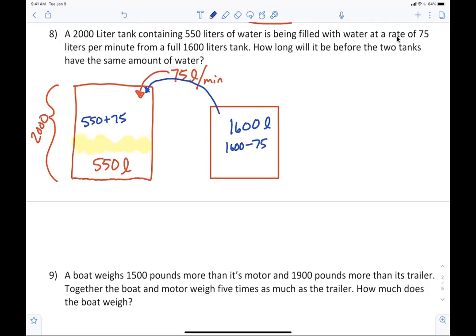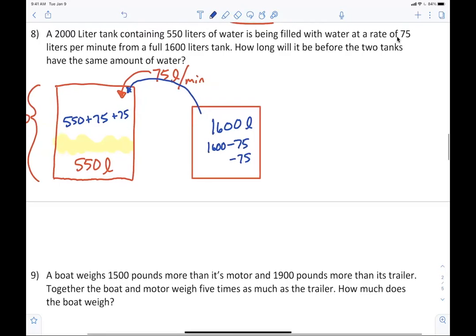After 2 minutes, you're going to add another what? And you're going to do what over here? That's right. And I want the tanks to eventually be equal. Do you agree eventually they will be equal? So now who can write the equation for that? Tell me. 550 plus 75x equals 1,600 minus 75x. You are amazing. Look at that, please.